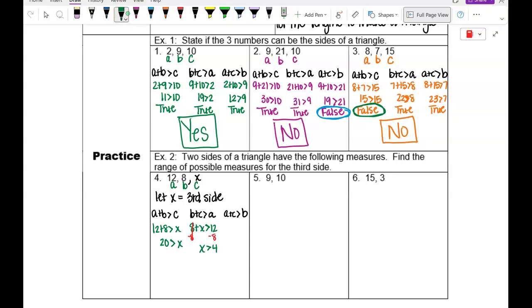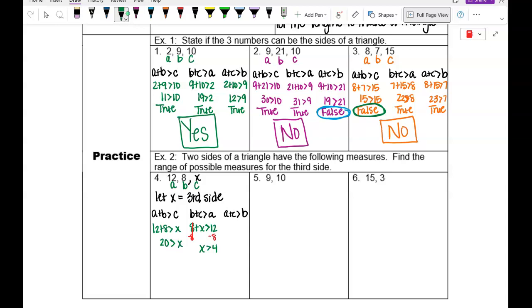And you're going to find when you do this, when you're given two side lengths and trying to find the possible range of values of the third side, one of your inequalities is not going to be helpful. And I'm going to show you why. And this is going to happen every time. And it's not always the same inequality. It's just based on the values you're given.